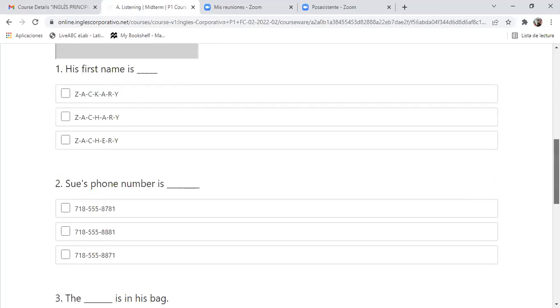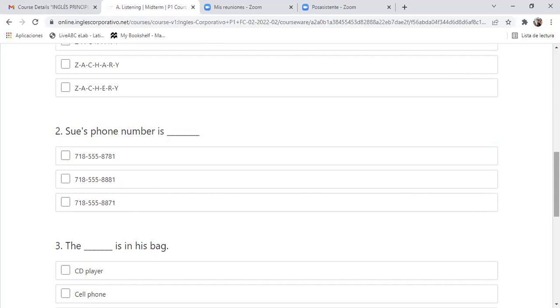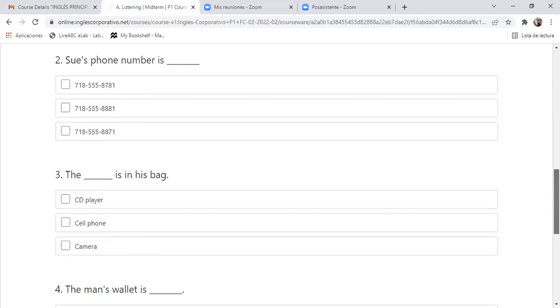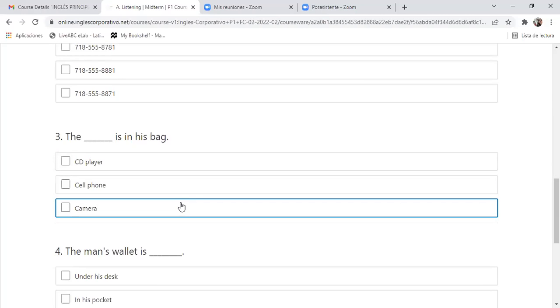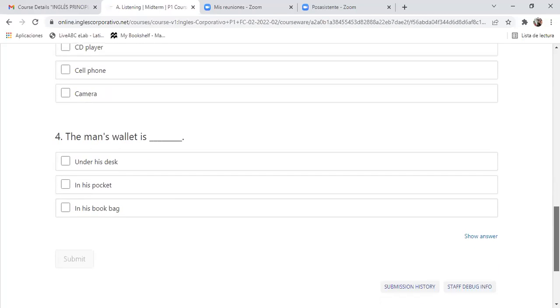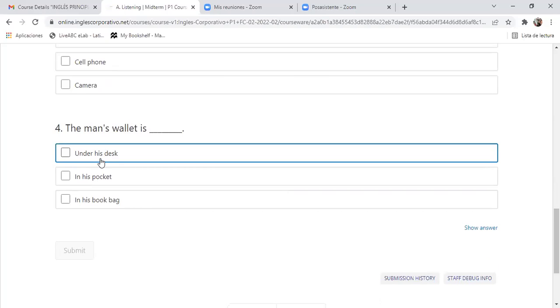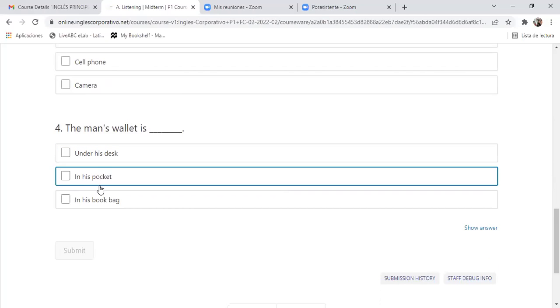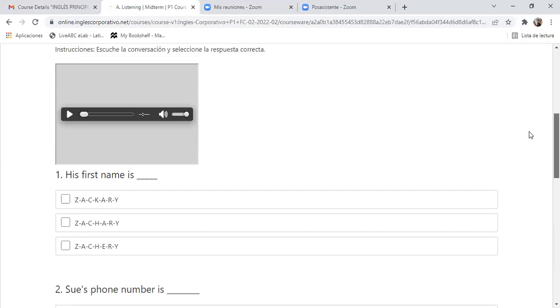Number two, we're going to talk about telephone numbers. Which telephone number is the correct one? And the third one, what item are they talking about? Are they talking about a CD player, cell phone, or camera? Number four, where is the man's wallet? This is about prepositions of place. Under his desk, in his pocket, or in his book. Okay? So let's hear the audio.